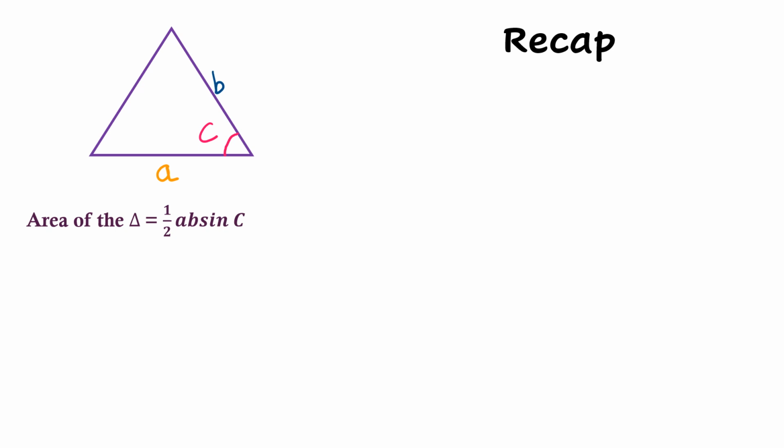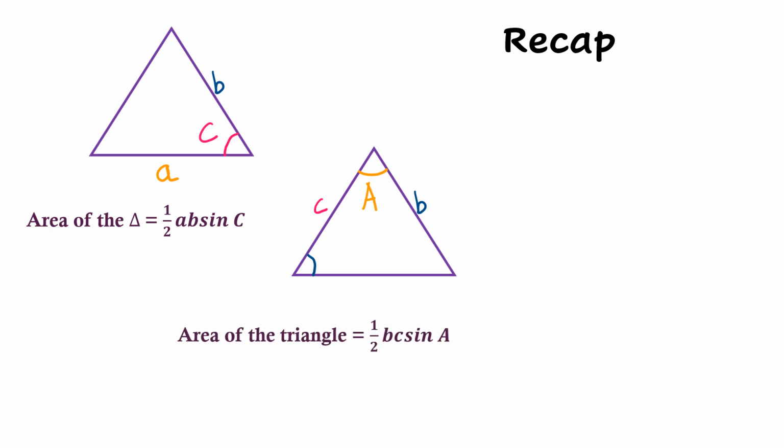Let's do another triangle, the same triangle, but in this case now, I'm not going to use angle C. Let's say I'm given angle A, then how would the formula look? Yes, it will be half bc sine A. And supposing, using the same triangle, I'm not given angle A or C, but instead I'm given angle B and sides a and c. What would the formula look like? Yes, it will be half ac sine B.